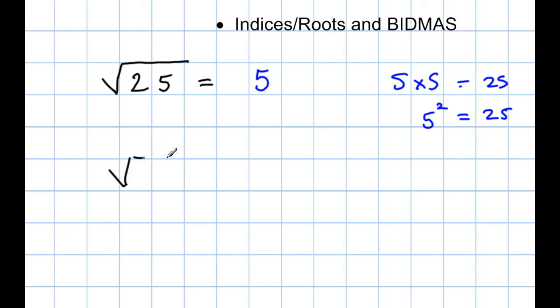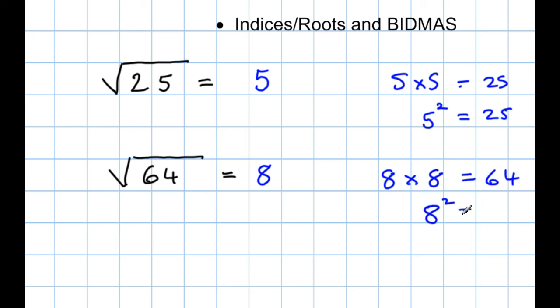Let's look at that again. Let's say you were after the square root of a larger number now. Let's go for 64. So what number times itself gives us 64? The answer is 8. Why? Because 8 times 8, 8 times itself equals 64. Or using index notation, 8 squared is 64.